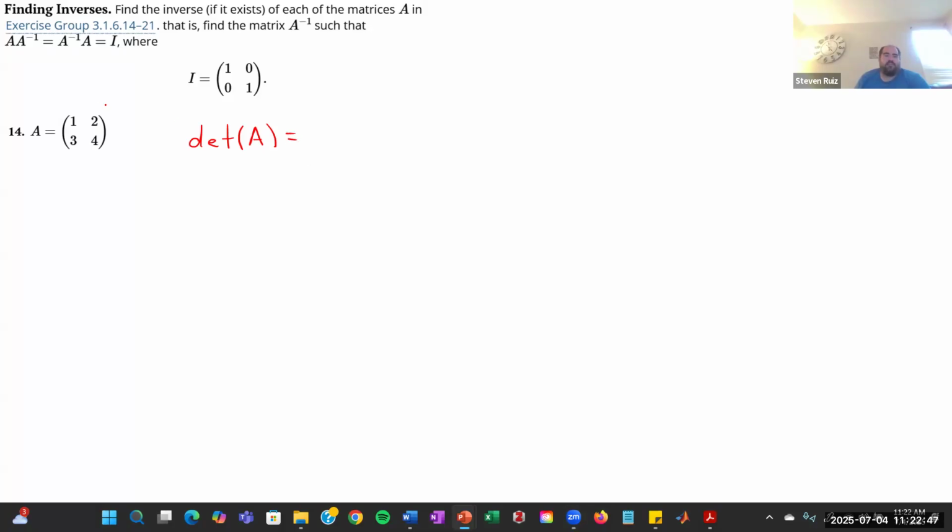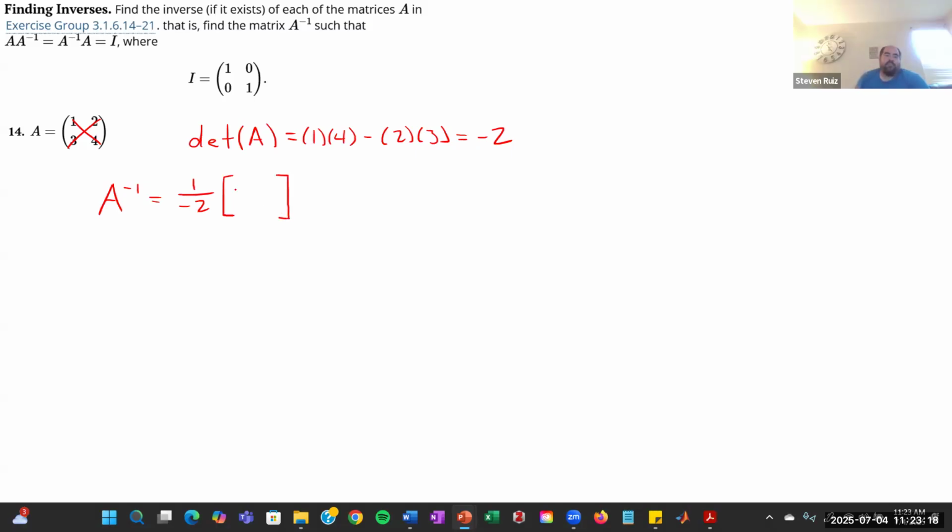The way you find a determinant is by finding the product of these two diagonals. So 1 times 4 minus 2 times 3. That comes out to be -2. So that's not 0, so we have an inverse. The inverse of a 2x2 matrix is equal to 1 over the determinant times this matrix that's related to A.